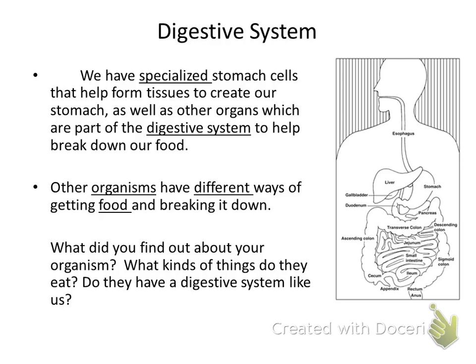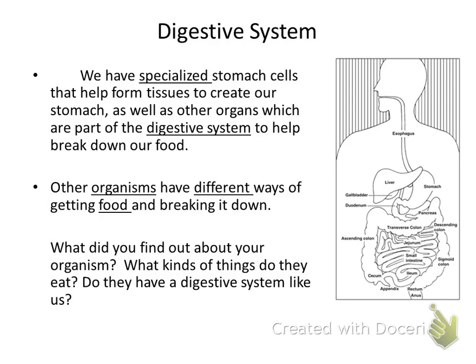So here's those specialized cells again, okay? So we have specialized stomach cells that help form tissues, right? They all join together for maybe something like our stomach lining. All those tissues come together, so the connective tissue, the nervous tissue, the epithelial tissue, all that stuff comes together to make up our organs, like our stomach and the small intestine, large intestine, all the stuff that's part of our digestive system, all right? Which all work together to help break down our food. So other organisms have different ways of getting food and breaking it down. So here, what did we find out about our organisms that we researched? Who could tell us some things?